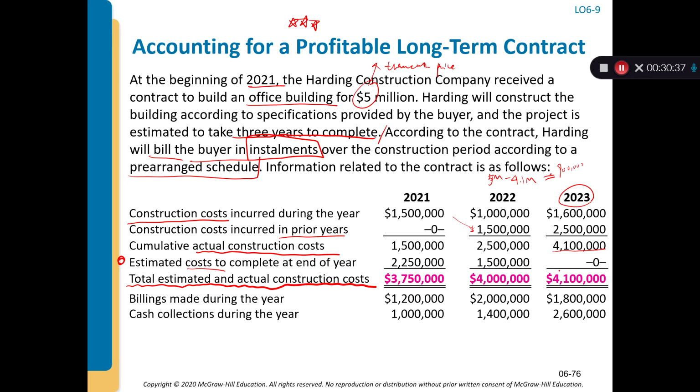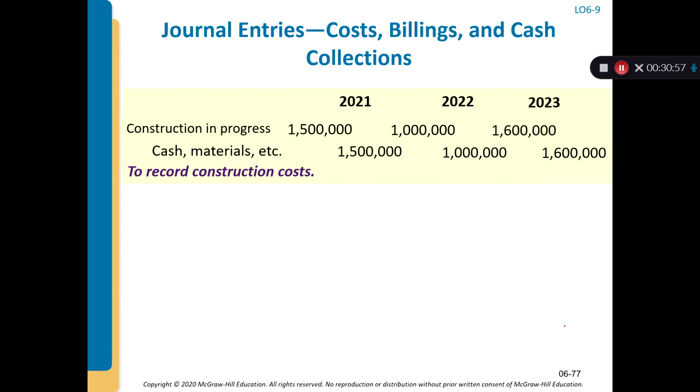And then due to the arrangement, Harding is billing the client 1.2 million in the first year, 2 million in the second year, and 1.8 million in the third year. The cash collected for the yearly is 1 million for the first year, 1.4 million in the second year, and 2.6 million in the third year. Okay, so the journal entry regarding the costs will be, first of all, debiting the construction in progress.